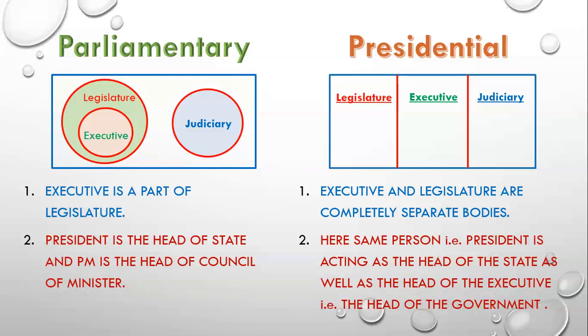So what happens in presidential form of government is that the president is the head of state. Head of state means the president is the head of entire USA. And the same president is the head of council of ministers, means the president is the boss of council of ministers. And what is council of ministers? Council of ministers means the executive. Executive means the government. So the same person, that is the president, is the head of the state as well as the head of the government. Okay, so the president is very, very powerful in any presidential form of government.